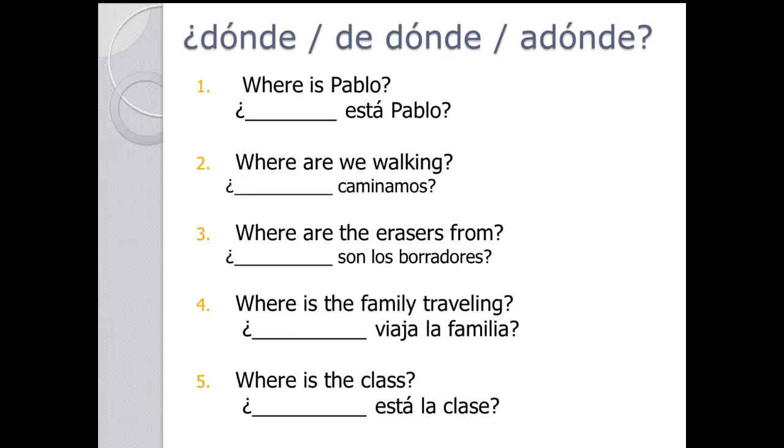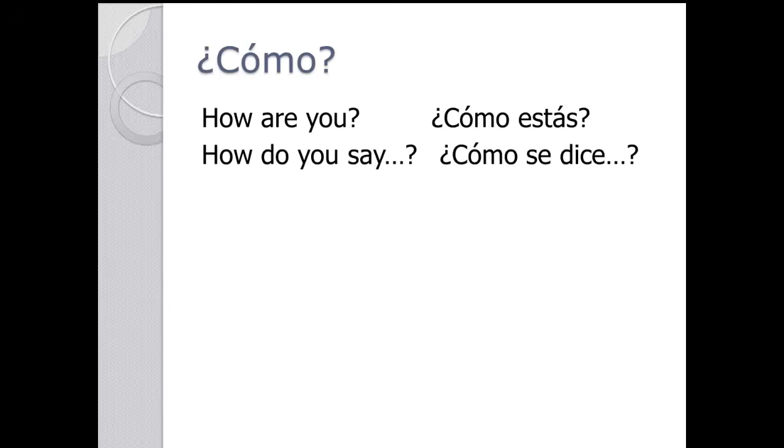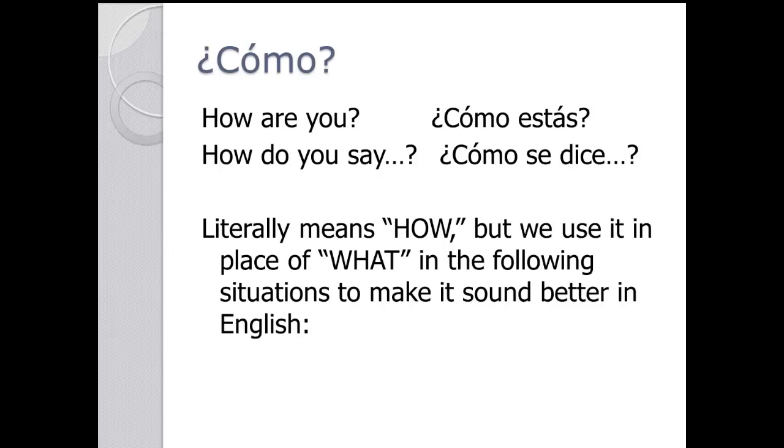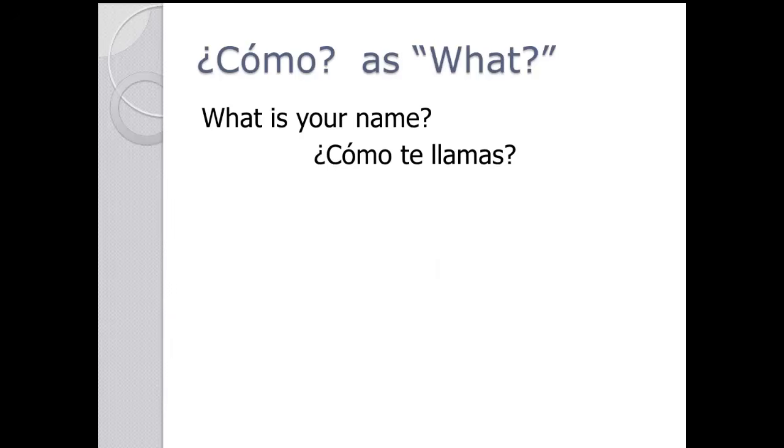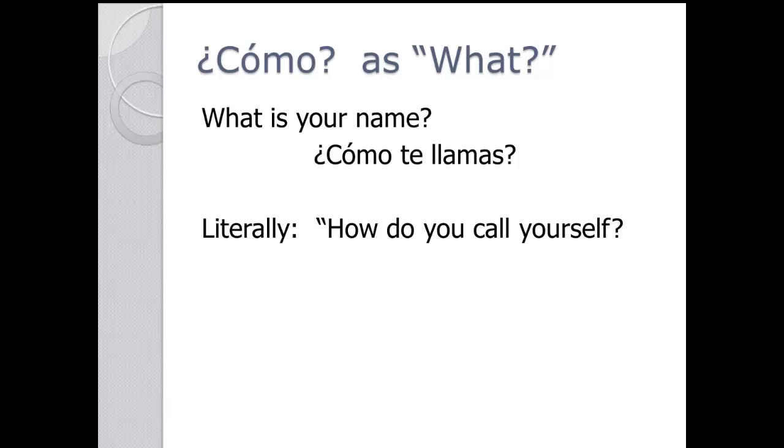There are also 3 other confusing words that can all be used to mean what. Let's start with cómo. We know the uses how are you, ¿cómo estás? Or how do you say, ¿cómo se dice? But here's where it becomes confusing. It literally means how, but we use it in place of what in the following situations to make it sound better in English. For what is your name, we say, ¿cómo te llamas? But it literally means, how do you call yourself? This would sound quite strange in English.